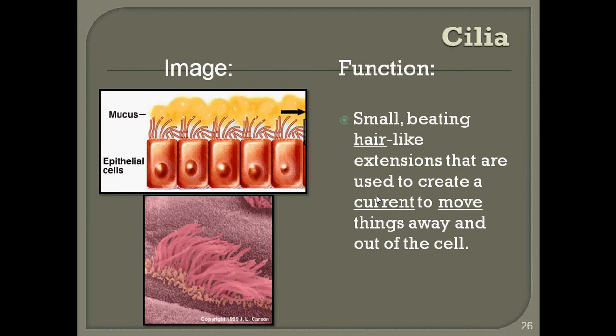Cilia, obviously this is not found on all cells here. We'll definitely look at cilia in the reproductive tract. We'll look at cilia when we actually study the respiratory system. And these are small beating hair-like extensions that are used to create a current to move things away and out of the cell. So they're actually on the cell surface. They don't move the cell, they just move things across the cell surface. So if you look at that top image here, this could be in the respiratory tract actually moving mucus. Remember, mucus catches debris that you breathe in and is going to transport that so you can get rid of it.